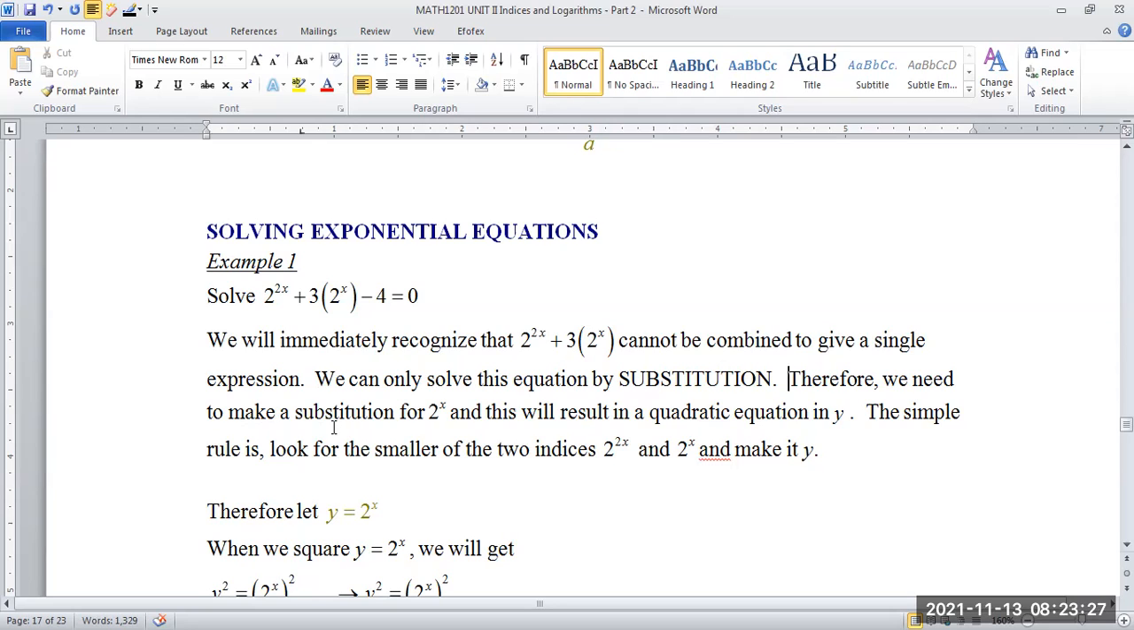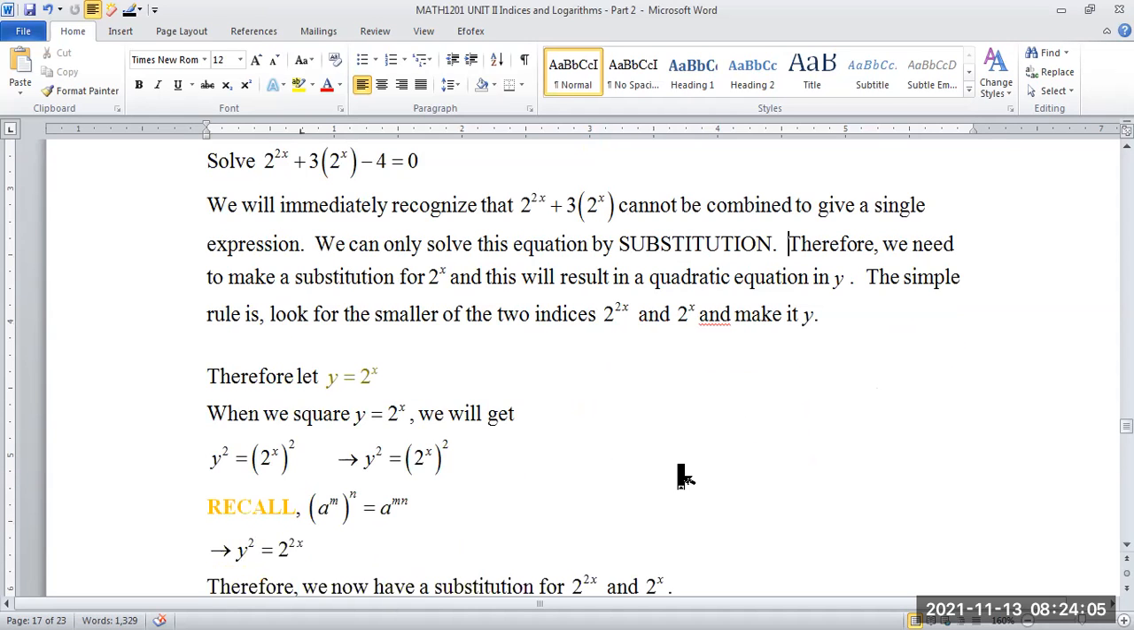Therefore, we need to make a substitution for 2 to the x, and this will result in a quadratic equation in y. Why do we need to make a substitution of 2 to the x? The simple rule is look for the smaller of the two indices and make it y. What do you mean by smaller of the two indices? Look, 2 to the 2x and 2 to the x. Which of these two is smaller? 2 to the x, not 2x. 2x is different from 2 to the x.